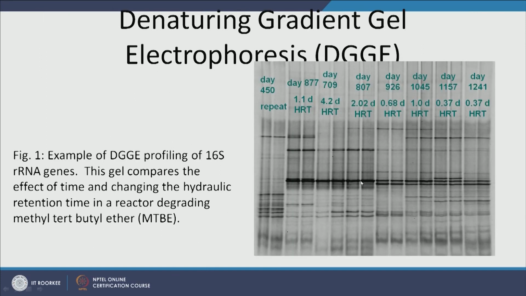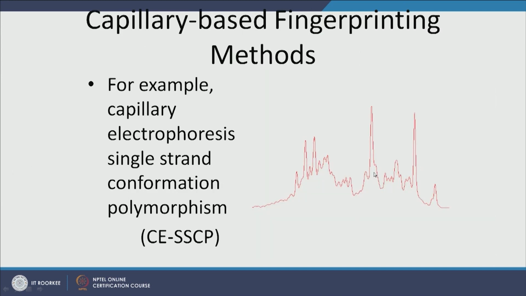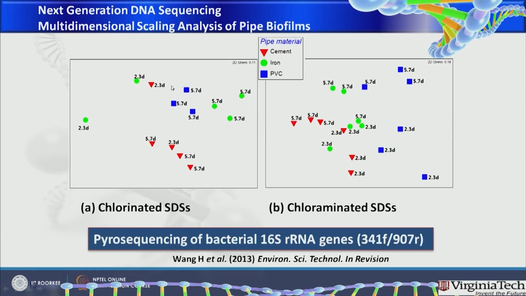So this is my DGGE gel, and you see how each sample has been run in duplicate, and the duplicates are very similar to each other and usually distinct from their neighbors, and I can get an idea of how the samples have changed with time. Similarly, we can do capillary based fingerprinting, and now we have next generation DNA sequencing.